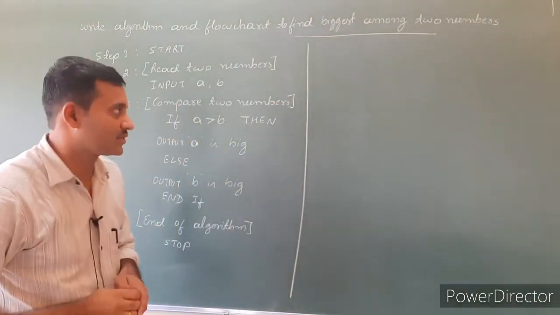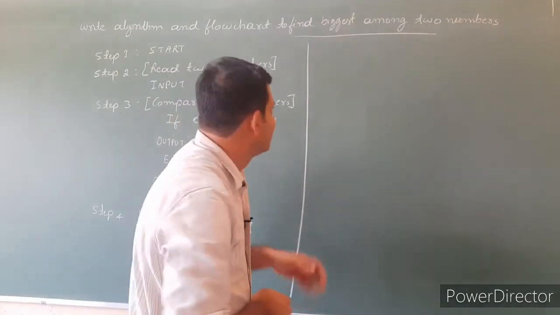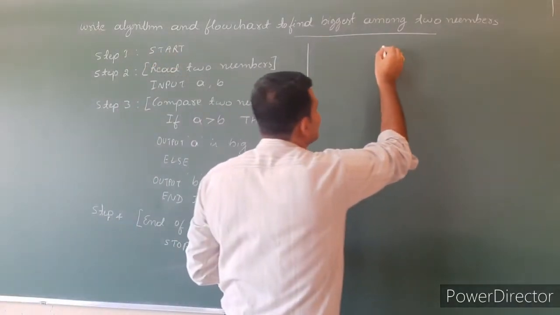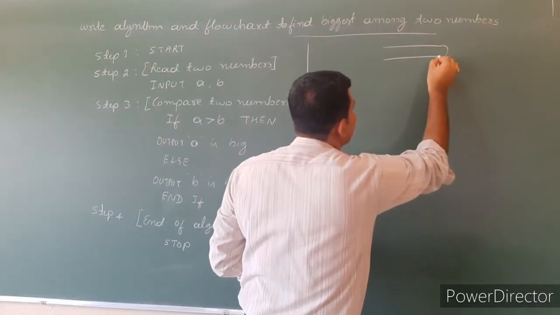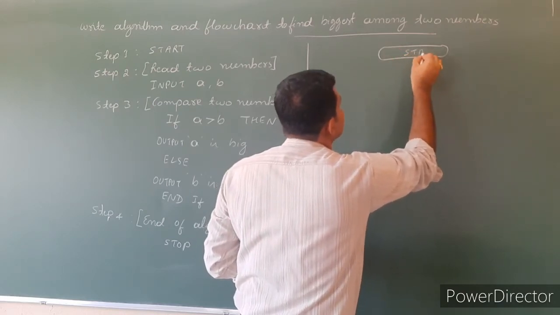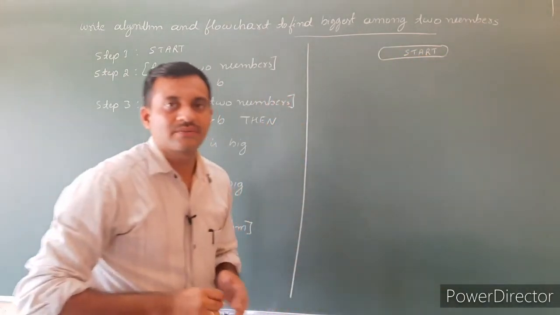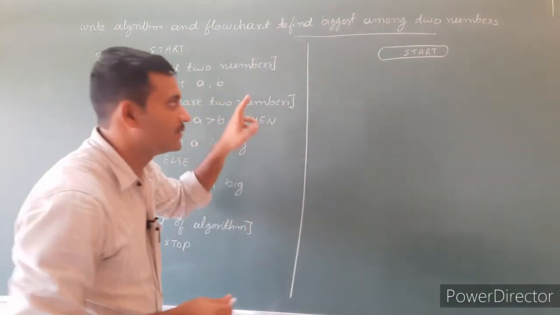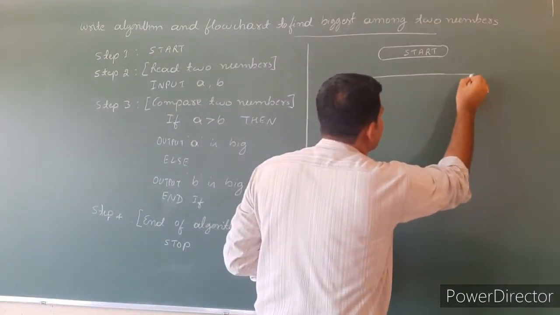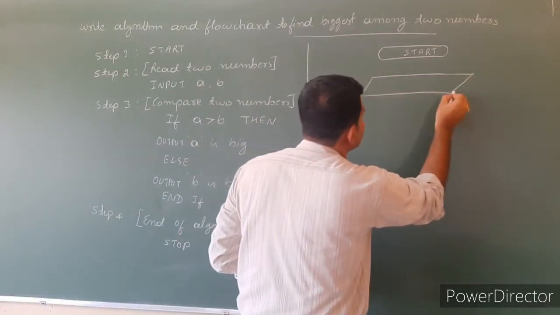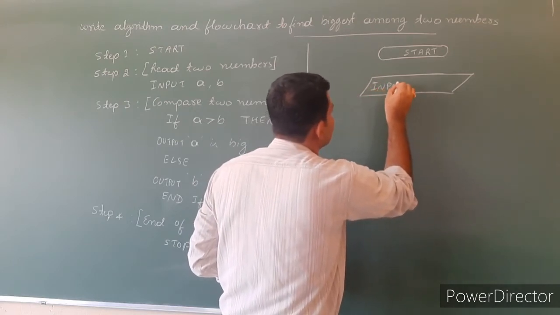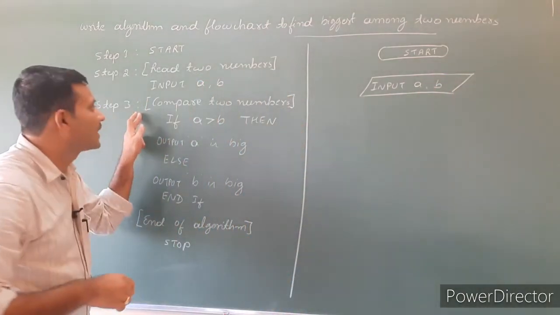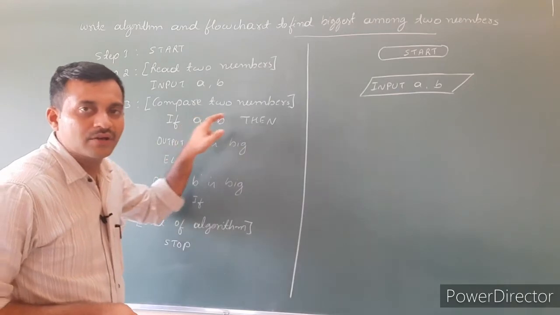Let's write the flow chart. To write the flow chart, it begins with step number 1, that is the start. The start is represented with an oval. Then step 2 is input A, B, so write a parallelogram. Inside that, input A, B. Next one is step 3, compare two numbers.